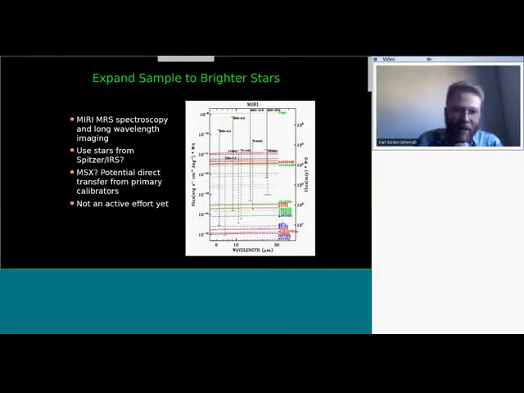So the brighter stars is something we've talked about. We haven't actually started doing this yet, but this should be pretty straightforward. We kind of need this for the MRS spectroscopy and long wavelength imaging. We could use stars that were observed by Spitzer IRS. That's one candidate. Another one is MSX, the Midcourse Space Experiment, and that's because it's a really direct tie to these prime calibrators.